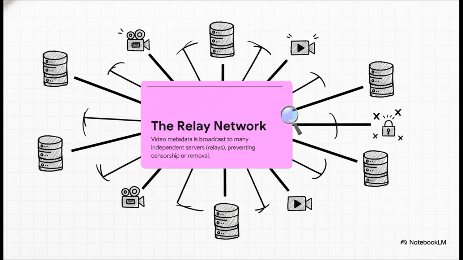Okay, next question. Where does the video actually go? This is a two-part answer. The big video files themselves, they live on decentralized file servers. But the information about the video, the title, the description, the link to the file, that gets broadcast out to this whole network of independent servers called relays. And by spreading that data far and wide, it suddenly becomes super difficult for any one person or company to just delete it or censor it.